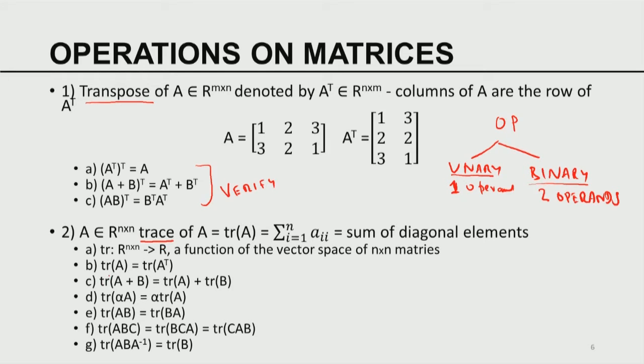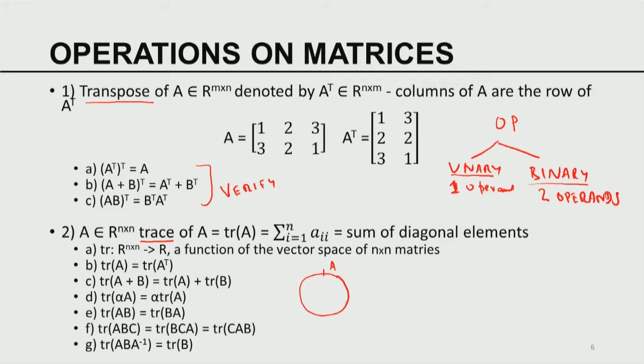The trace has lots of important properties. Trace of A is equal to trace of A transpose. I'm assuming A is an n by n matrix. Trace of A plus B is trace of A plus trace of B. Trace of alpha times A is alpha times trace of A. Trace of AB is equal to trace of BA. Trace is the same when you compute the product AB and BA. Trace of the product ABC is the same as BCA and CAB. You can think of it as a circular property.